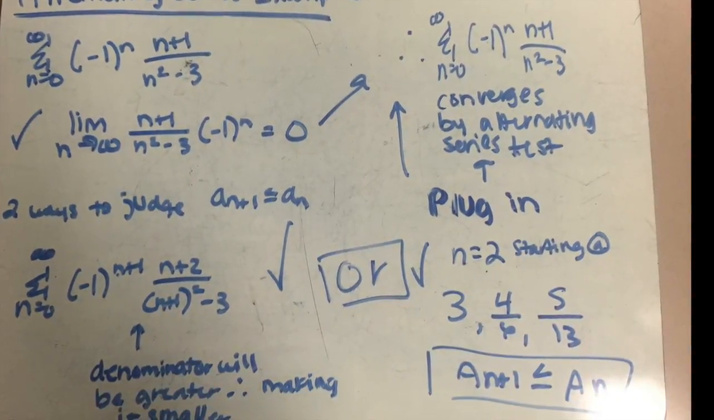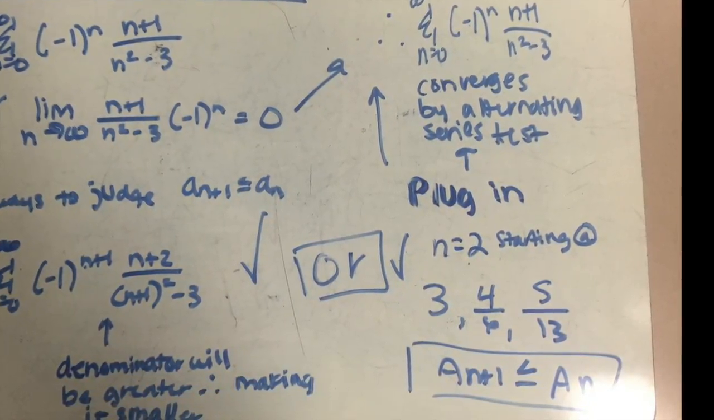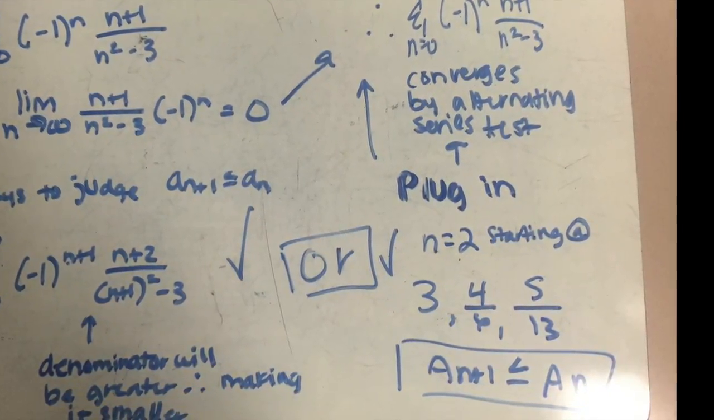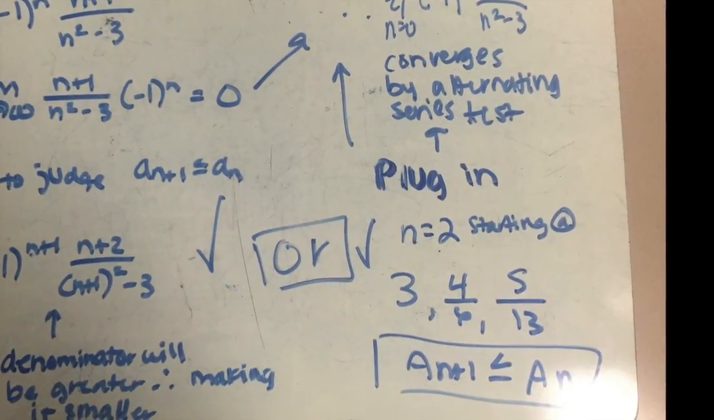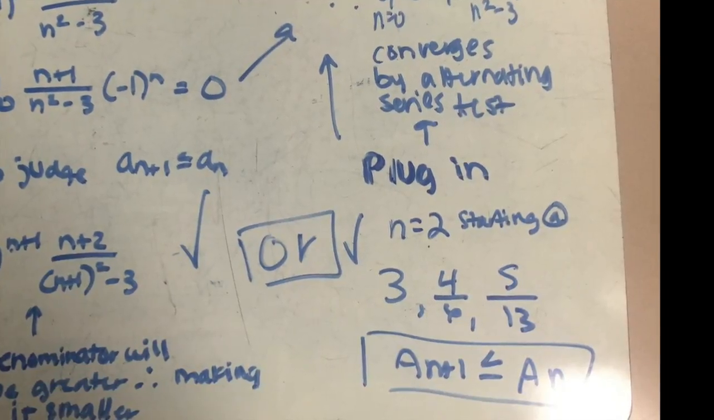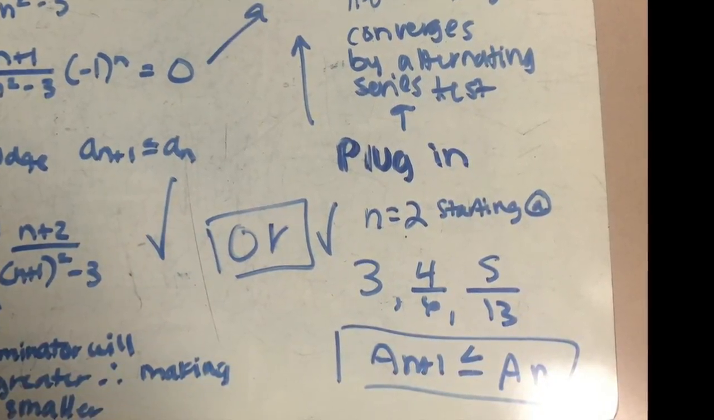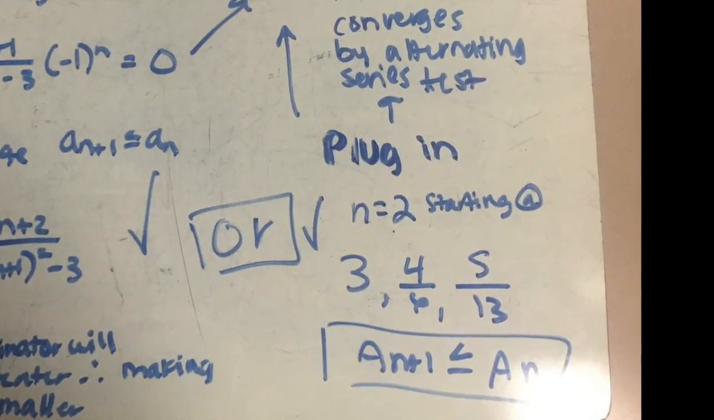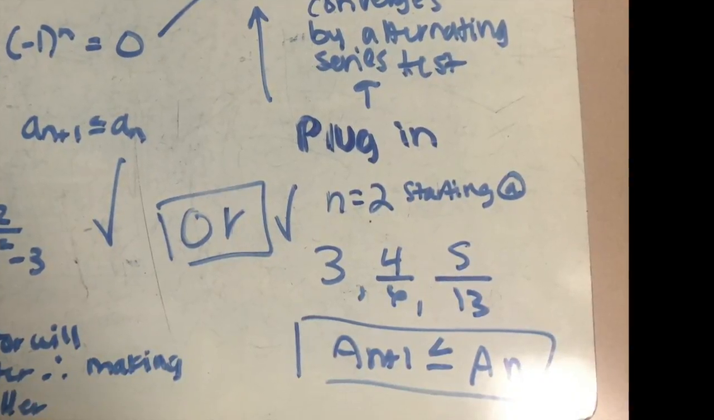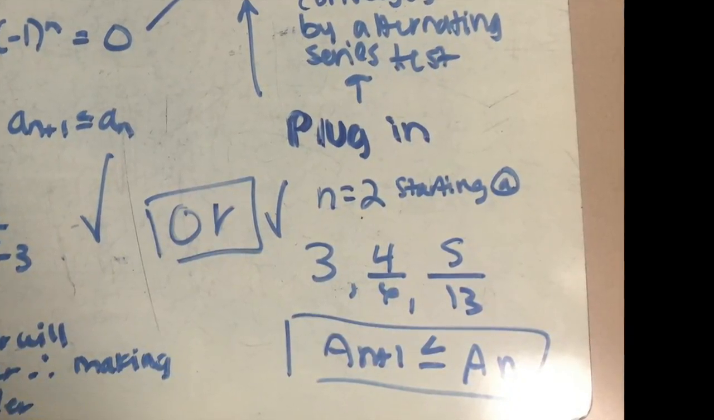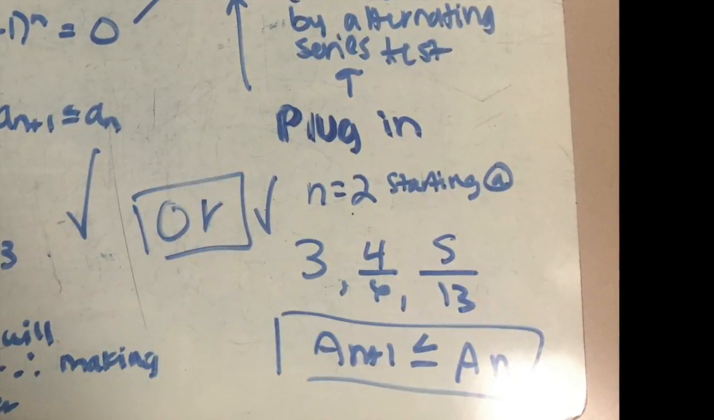And then also we have to check if the next term in the series is less than or equal to the previous term. And there's two ways to do that. You can either plug in n plus 1 every time you see an n in the original series, or you can just plug in values and then compare the next one to the previous one and see if it's less than. And in this case, it is. So both the sequence approaches 0 and the next term is less than or equal to the previous term. So there it converges.